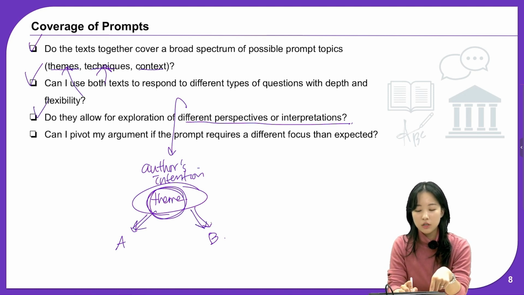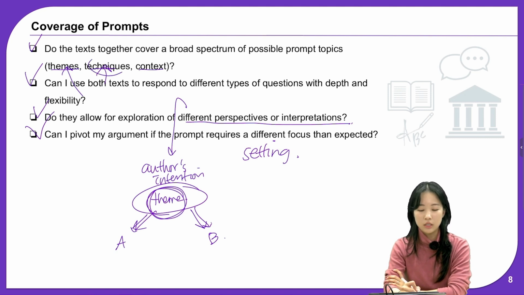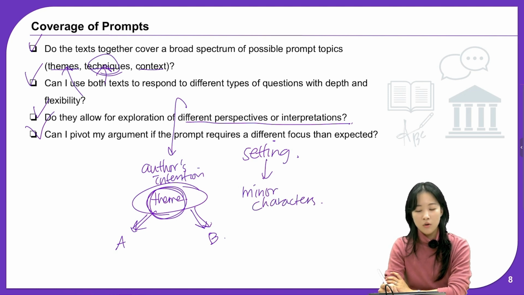Can I pivot my argument if the prompt requires a different focus than expected? So this is like your flexibility, right? If I thought the question was all going to be about setting, right, as an authorial choice, so this is a technique question, but then the question ended up asking me about minor characters. Can I still talk about it, or have I not prepared anything for minor characters, right?